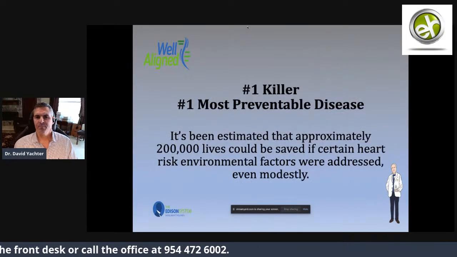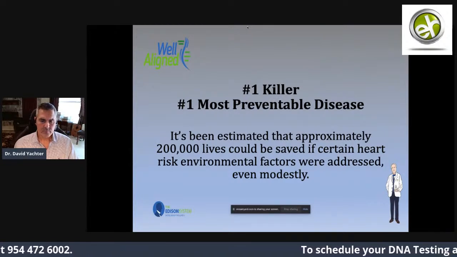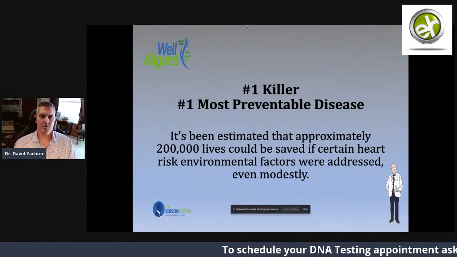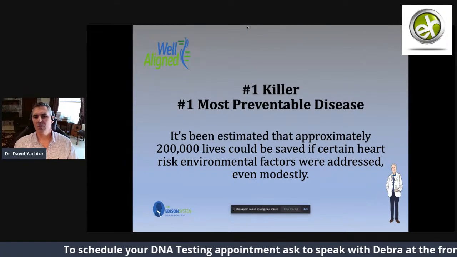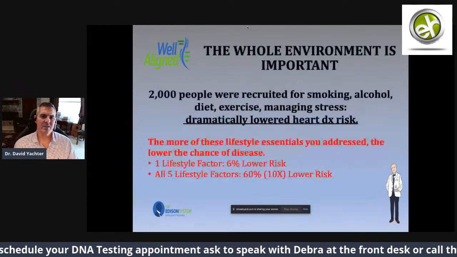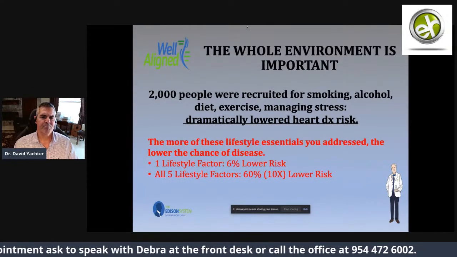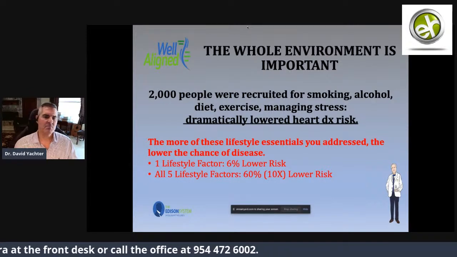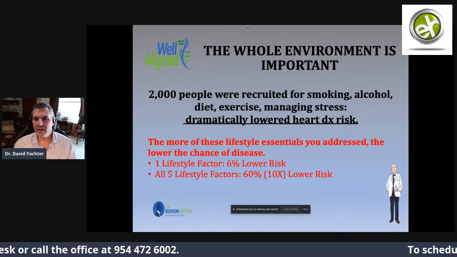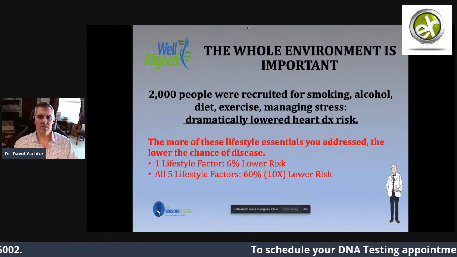So this is huge. When we talk about heart disease, the number one disease killer is also the number one most preventable disease. It's been estimated that approximately 200,000 lives could be saved if certain heart risk environmental factors were addressed, even modestly. They took 2,000 people for this study, and they recruited them for smoking, alcohol, diet, exercise, and managing stress. And when they applied all those things, they dramatically lowered the risk of heart disease.